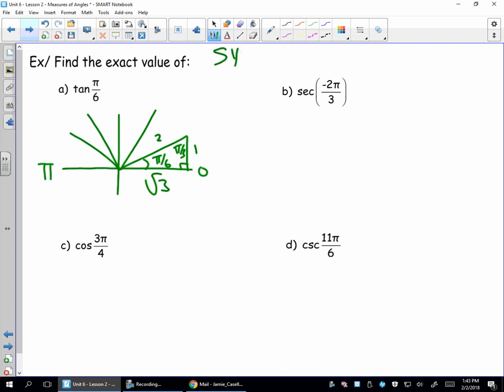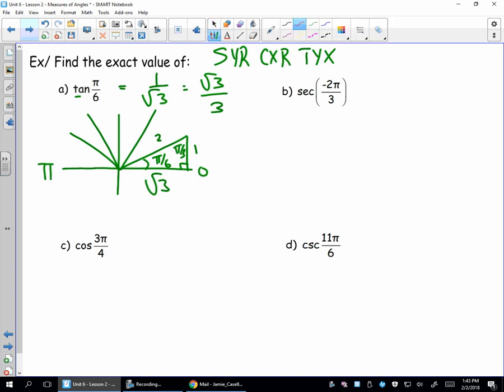SOH CAH TOA tells us what our ratio should be. We want tan, so we want y over x, which in our case is 1 over root 3. It's got a radical in the bottom, so we're going to rationalize. There's our exact answer for tan of pi over 6. Okay, so we no longer need degrees if we use our processes, but our new special triangles are in radians.